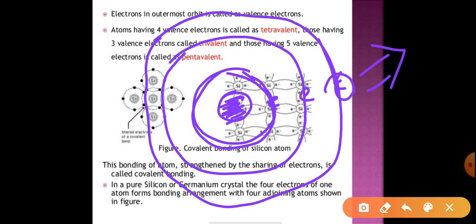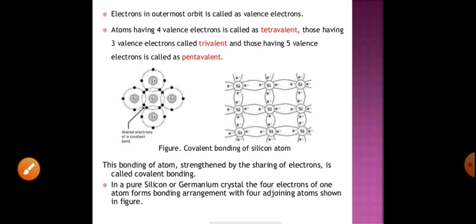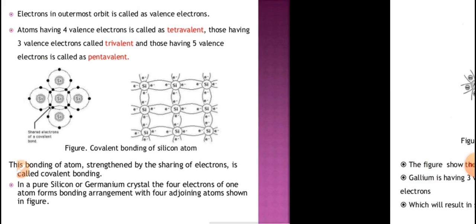What will happen if you bombard them with photons, light energy, or electrical potential? Then this electron will be released and will go for conduction. Okay, so likewise this will happen in silicon as well as germanium, both cases.